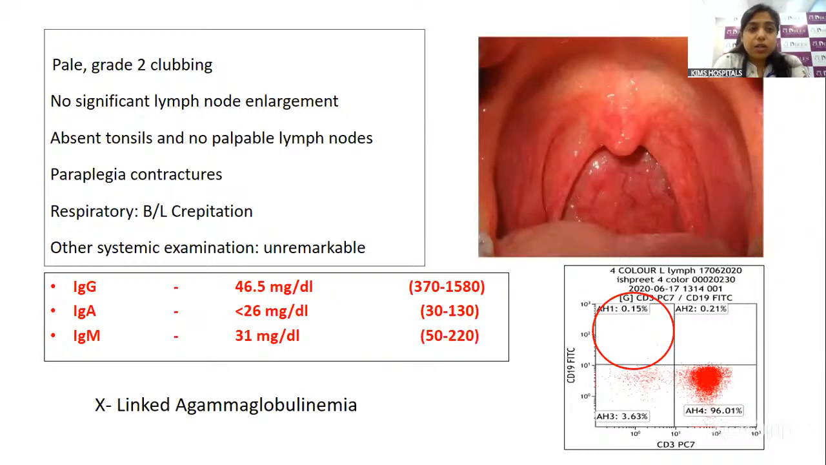On examination, the child had pallor and grade 2 clubbing, and the tonsils were absent. On immunological investigation, the child had pan-hypogammaglobulinemia, which means the levels are low in IgG, IgA and IgM, involving all the fractions. On flow cytometry, we found that the B cells, that is CD19 cells, are absent. So the diagnosis was made as X-linked agammaglobulinemia.